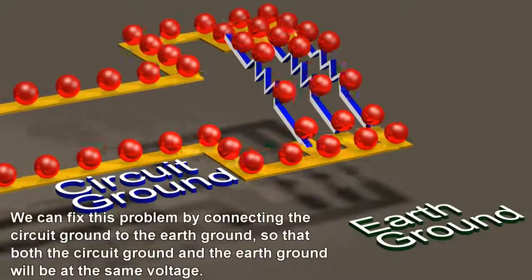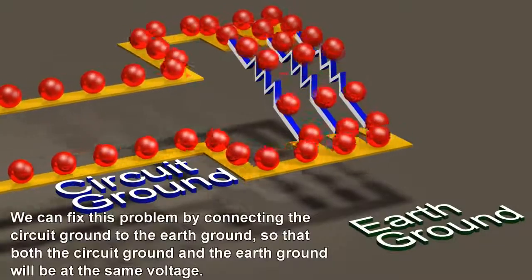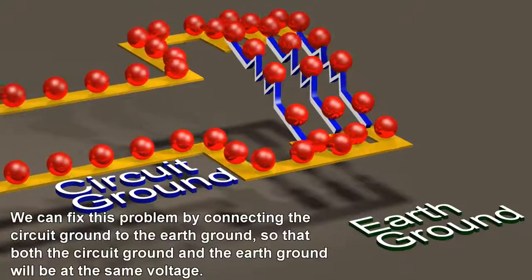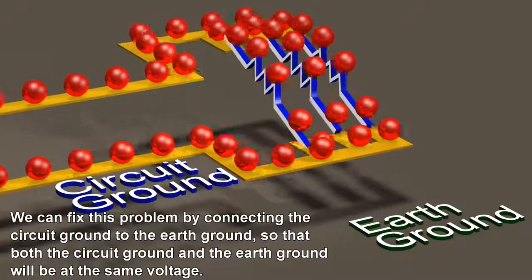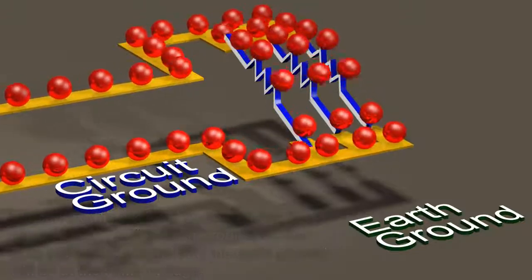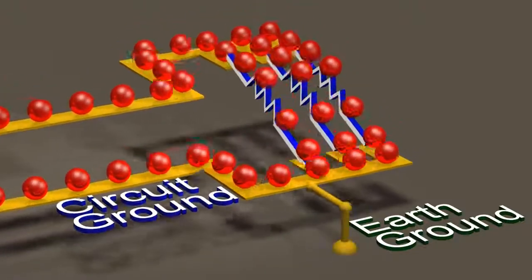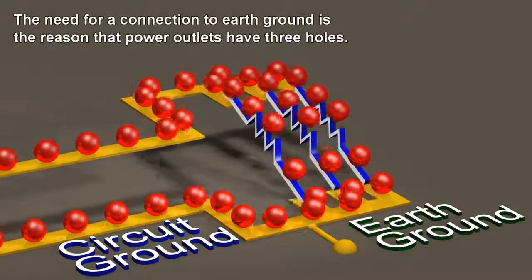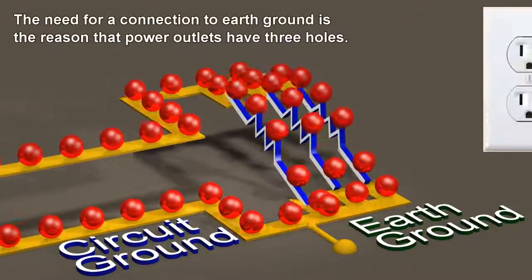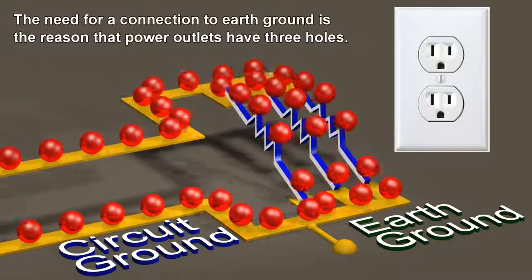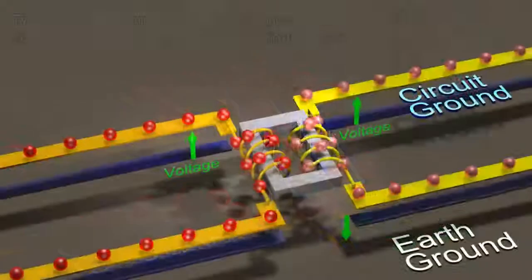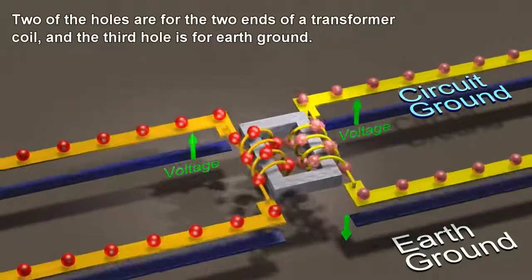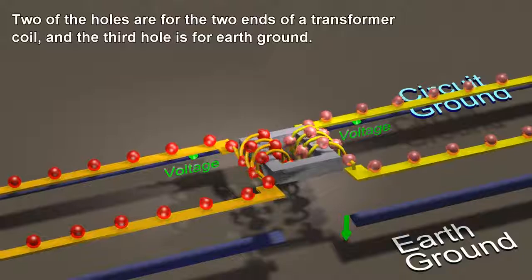We can fix this problem by connecting the circuit ground to the earth ground, so that both the circuit ground and the earth ground will be at the same voltage. The need for a connection to earth ground is the reason that power outlets have 3 holes. 2 of the holes are for the 2 ends of a transformer coil, and the 3rd hole is for earth ground.